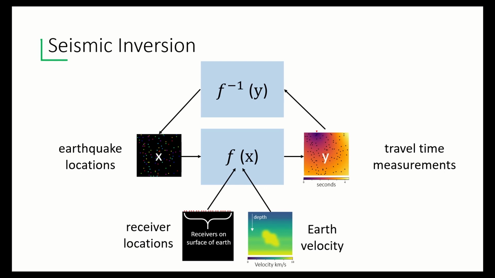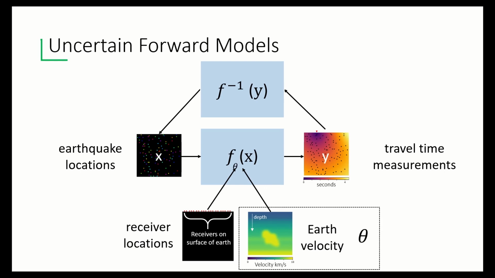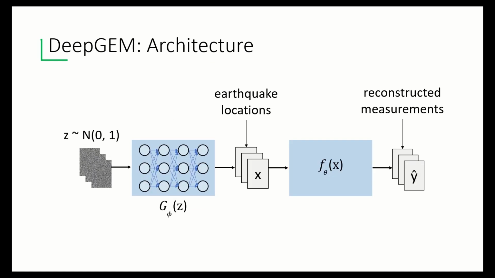However, seismic inversion is ill-posed, making this challenging. Even more difficult is the fact that the Earth's velocity is unknown. Using an incorrect velocity model for inversion results in poor earthquake location estimates. Instead, we propose to solve for the Earth's velocity while simultaneously solving for the earthquake locations.